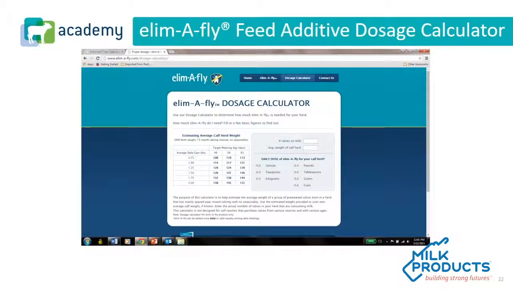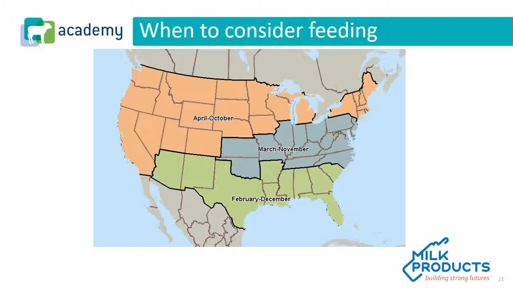On the Milk Products website is an Elim-A-fly feed additive dosage calculator, where you can enter the number of calves you're feeding and their average weight, and it'll tell you how much Elim-A-fly to add each day. When looking across the United States, the range of dates when Elim-A-fly needs to be added to calf feed is for the upper Northwest, April to October; for the desert Southwest and the Southeast, February to December; for the Midwest to the Mid-Atlantic states, March through November.